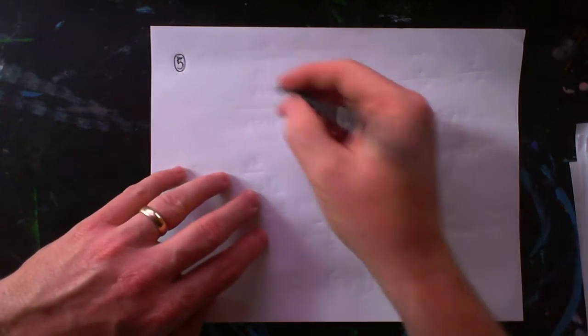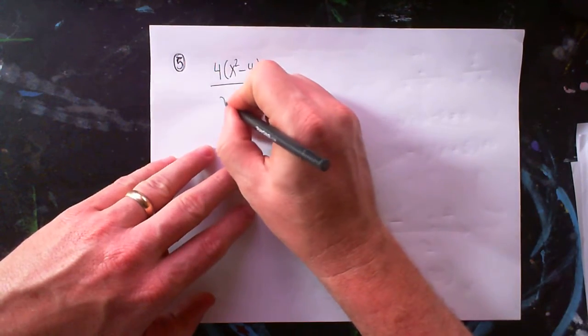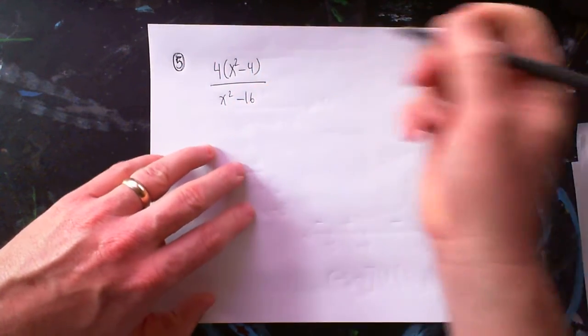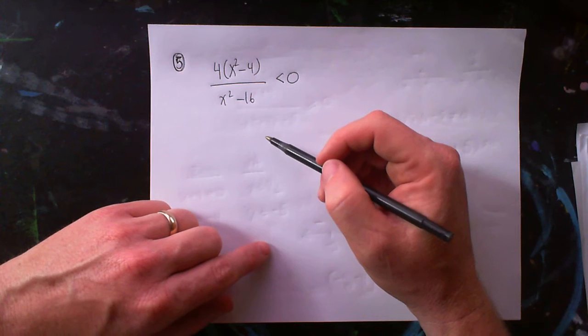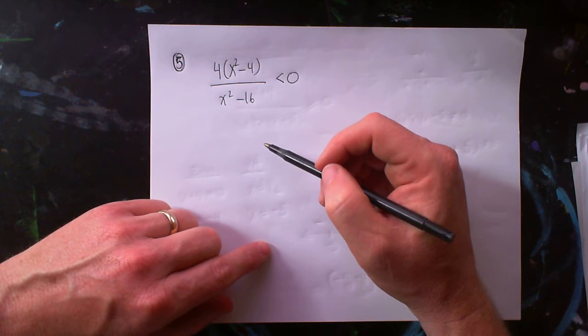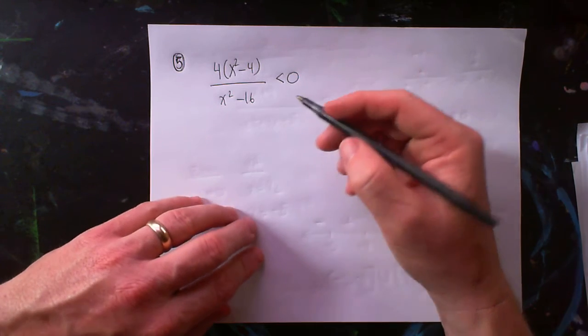Number 5, we have 4x squared minus 4 over x squared minus 16 less than 0. So I'm going to start off by, this is the same type of problem we just had, so we need to find the zeros of the numerator and any kind of discontinuities that might be occurring.